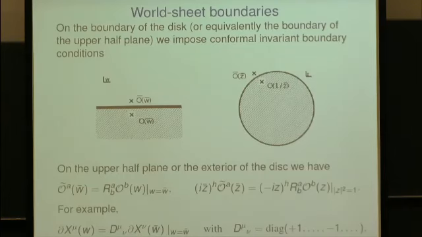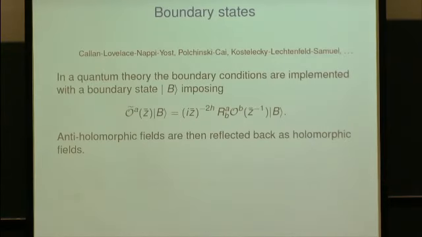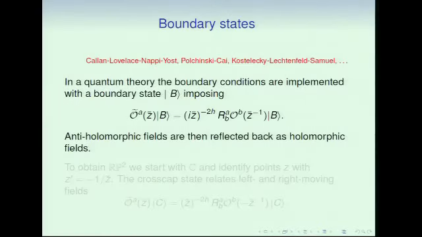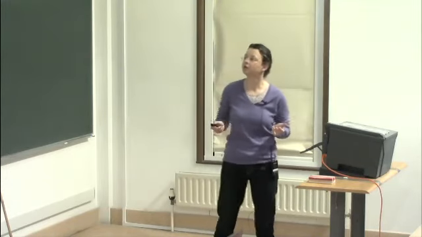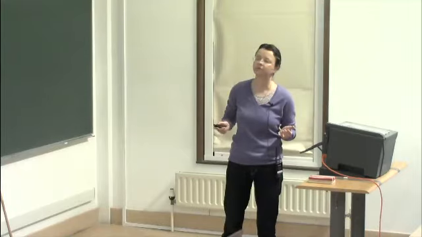Now, so this is for classical fields. In a quantum theory, what we do is to use a boundary state to impose these boundary conditions. So basically, the objects all become operators, which acting on a boundary state will give us a condition like this. Now, for practical purposes, once we get to the point where we compute an amplitude, we actually never really need to know what B is.